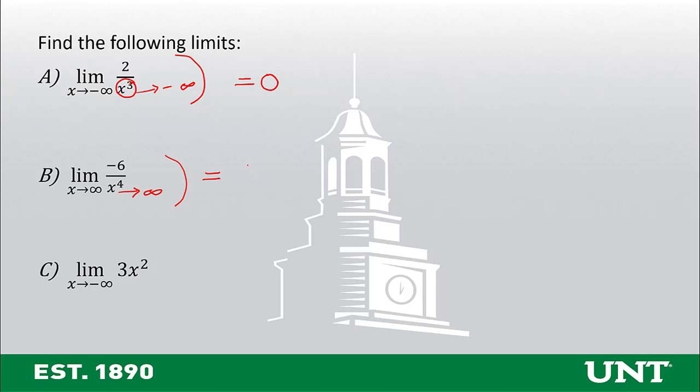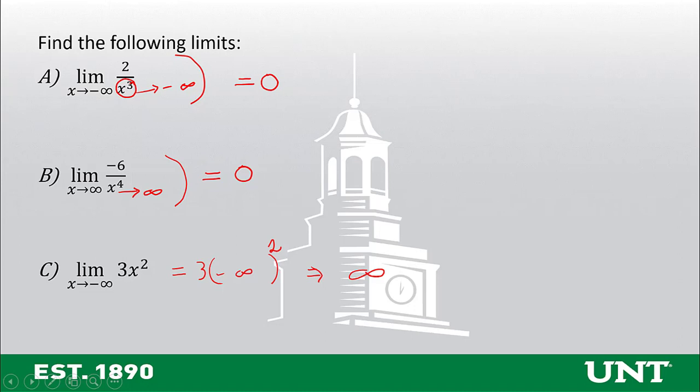C. Find the limit as x approaches negative infinity of 3 times x squared. This is a power function, and x approaches negative infinity. However, the x in this expression is squared, and the product of two negatives is positive. So as x approaches negative infinity, x squared approaches positive infinity. And a value approaching positive infinity multiplied by the constant of 3 will still approach positive infinity.